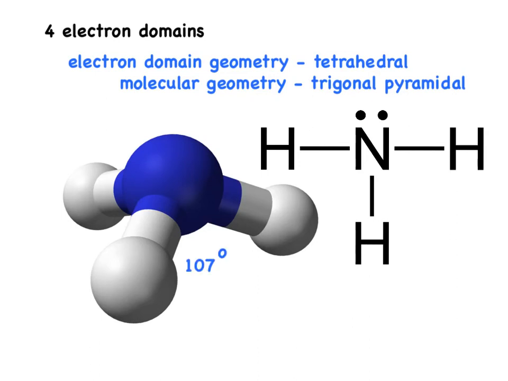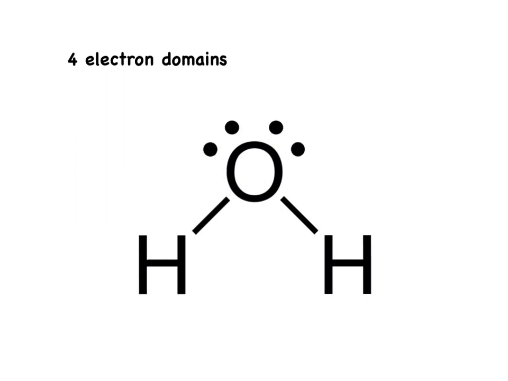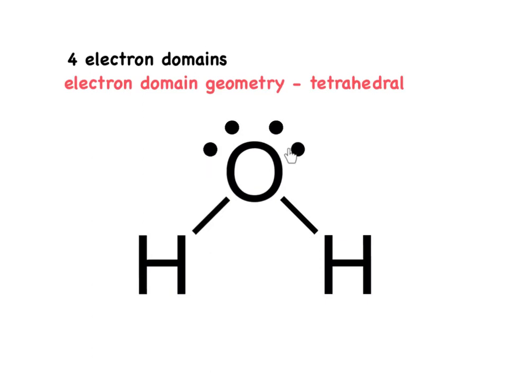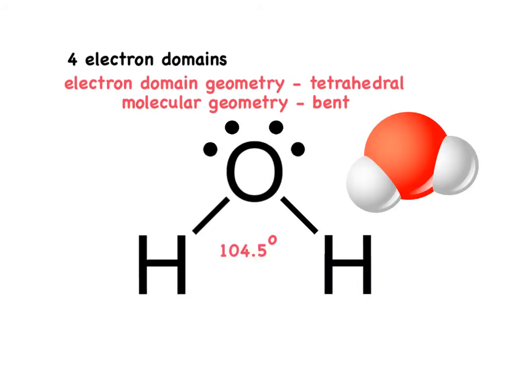107 degrees. Water also has 4 electron domains, 2 pair of electrons that are bonded and 2 unbonded pair on the central atom. So, since water has 4 electron domains, its electron domain geometry is tetrahedral. And by now you're getting the idea that these lone pairs are going to bend the molecule. And so water's molecular geometry is bent. And our bond angle will be 104.5 degrees.